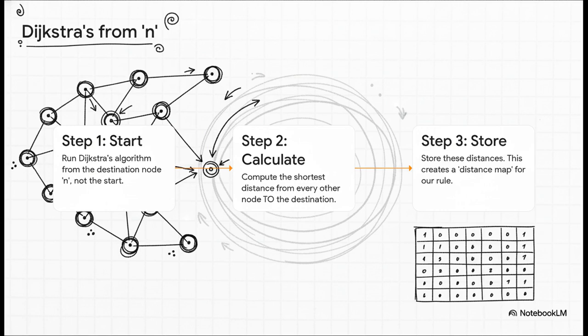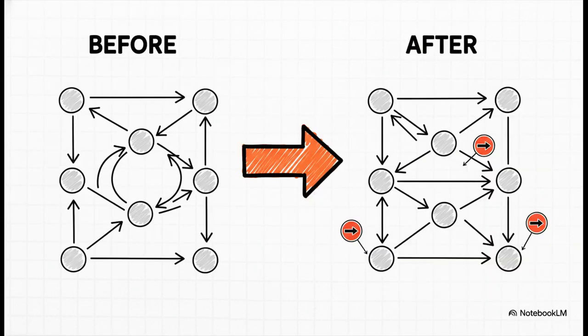By doing this, it efficiently calculates the shortest possible travel distance from every single point in the graph to the finish line. We then store all these values, which basically creates a distance map that we'll use to enforce our downhill-only rule. And what this does is pretty brilliant. The second we have this distance map, our graph is fundamentally changed.